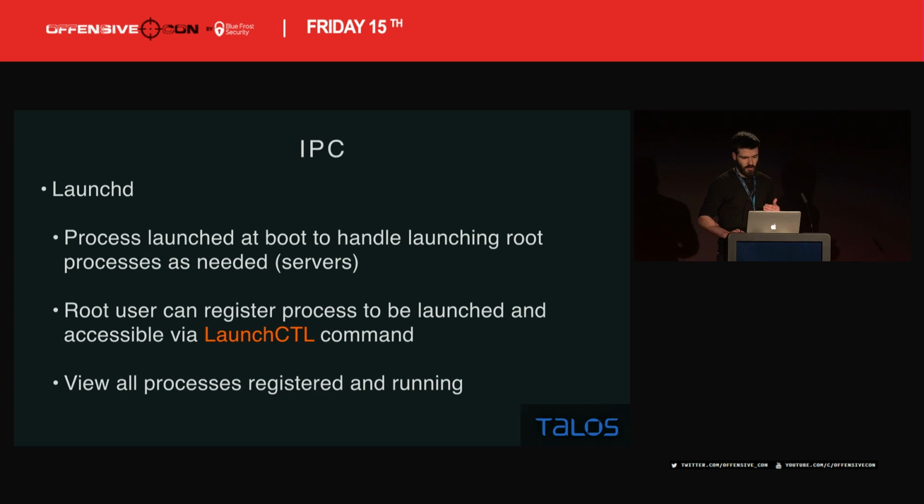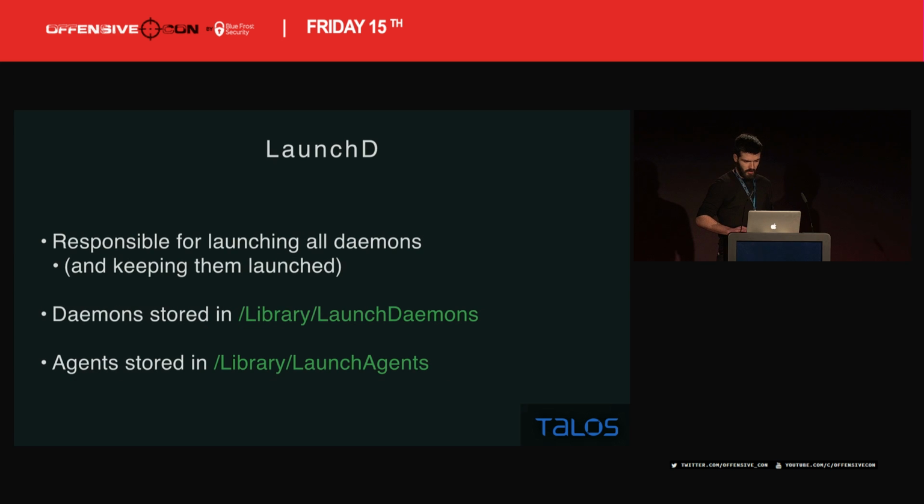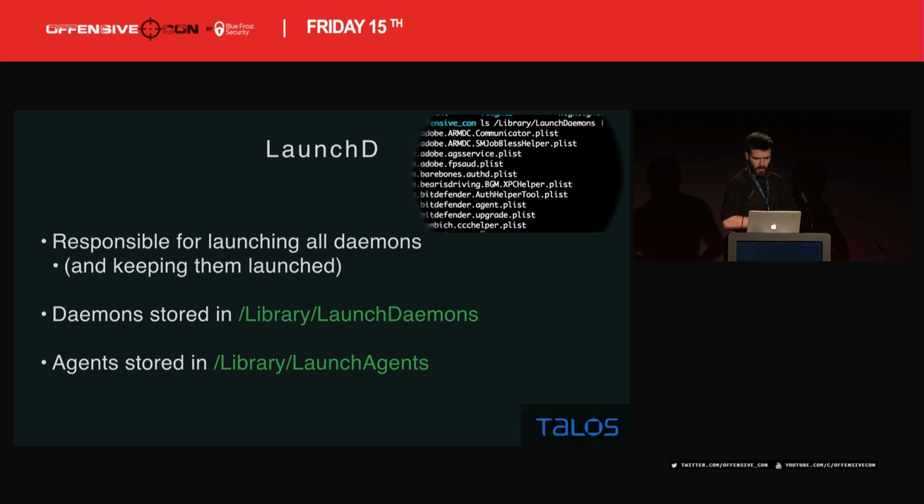The root user is able to register the process they want to launch via the launchctl command. You can also use that command to see what is listening. And so the daemons are stored in launch daemons, and the agents are stored in agents. It is responsible for launching, and then it also keeps them launched. By default, if you were to kill one of these processes, it would automatically relaunch it.